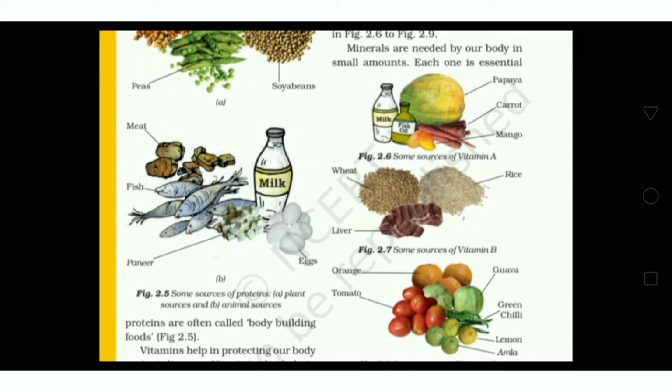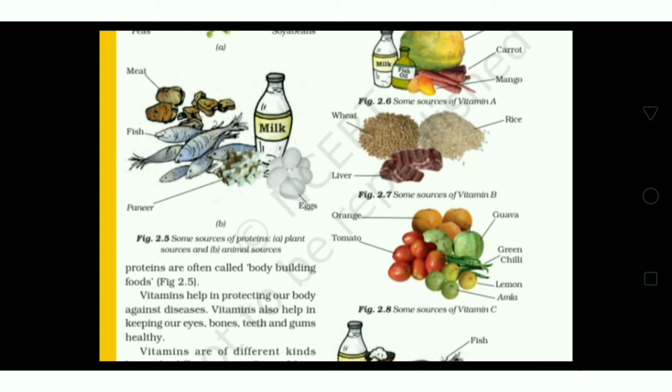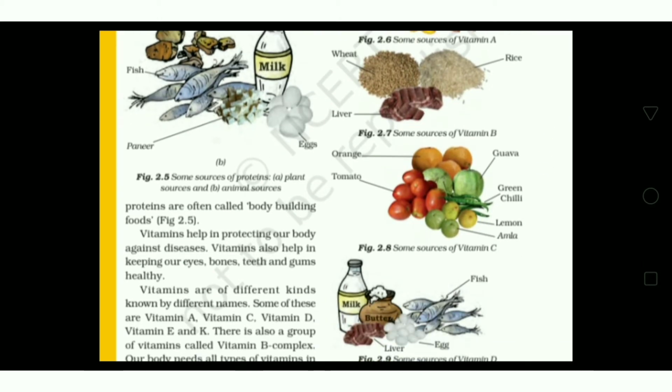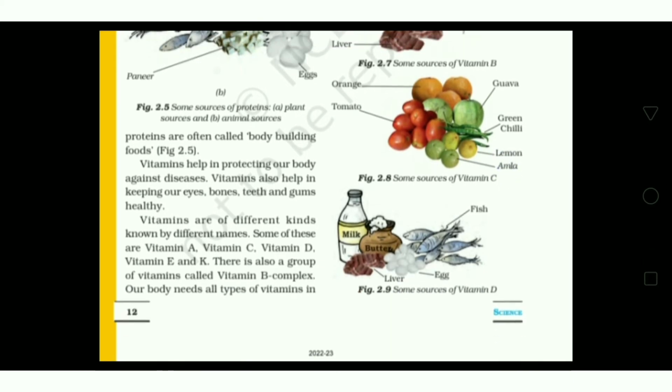Vitamin A: papaya, carrot, and mango. Vitamin B: rice, wheat, liver. Vitamin C: guava, green chili, lemon, amla, tomato, orange. Basically, you should know that the fruits which taste sour are basically containing vitamin C. Then vitamin D: fish, egg, liver, right?